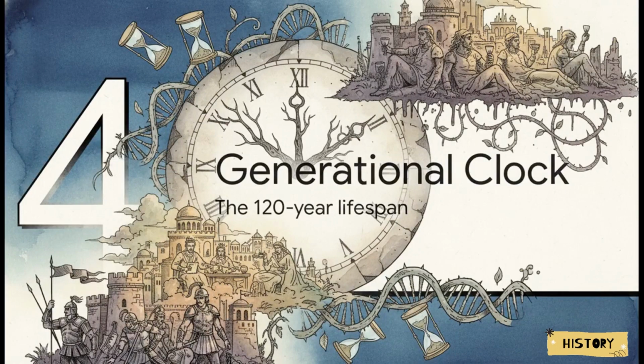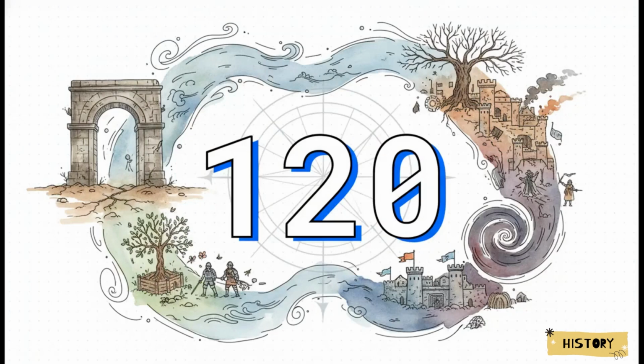Section 4. The generational clock. And this decay, it happens on a very predictable schedule. 120, that is the magic number. Ibn Khaldun argues that 120 years is the natural, unavoidable biological lifespan of a dynasty, and he mathematically breaks this 120-year cycle down into 3 distinct generations of roughly 40 years each.